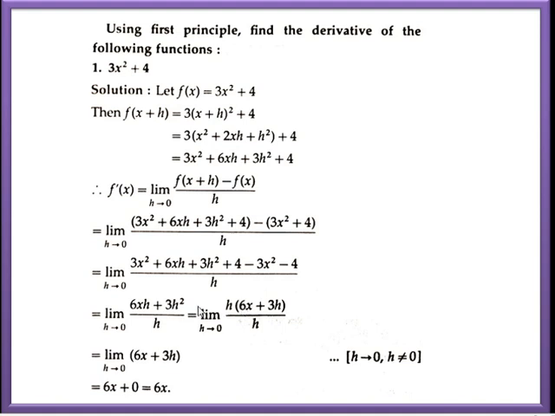Take the limit. To take the limit means to replace not x but h, because the variable is h. h is a small change. It approaches 0. So 6x plus 0, that is 6x, is the derivative of which function? 3x square plus 4.